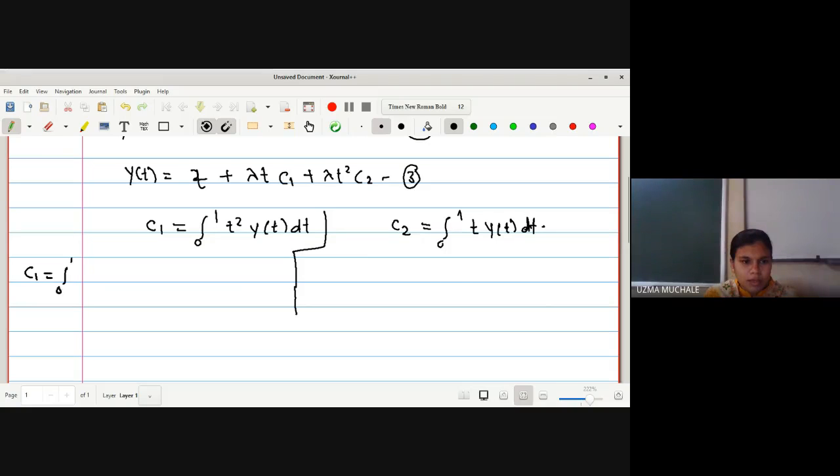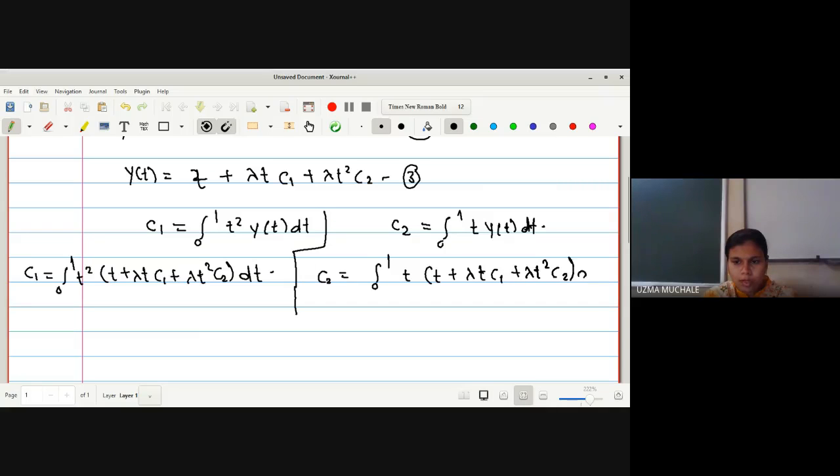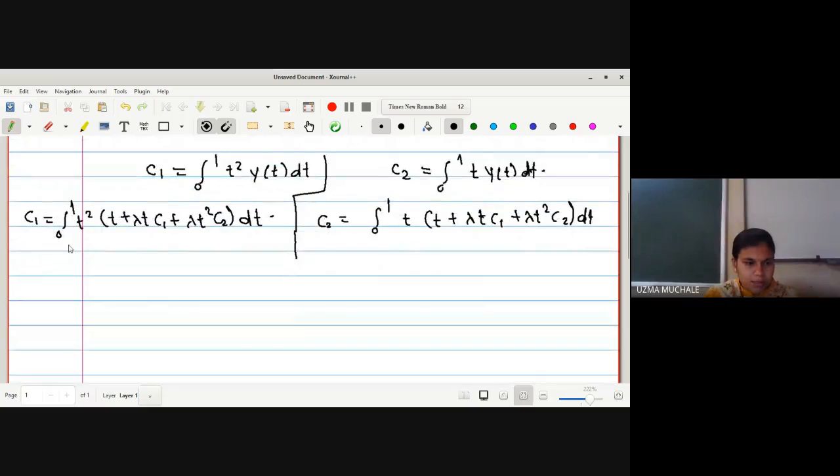C1 is equal to integration 0 to 1 t square into t plus lambda t C1 plus lambda t square C2 dt. Similarly, C2 is equal to integration 0 to 1 t into t plus lambda t C1 plus lambda t square C2 dt. Okay, what is the next step now?